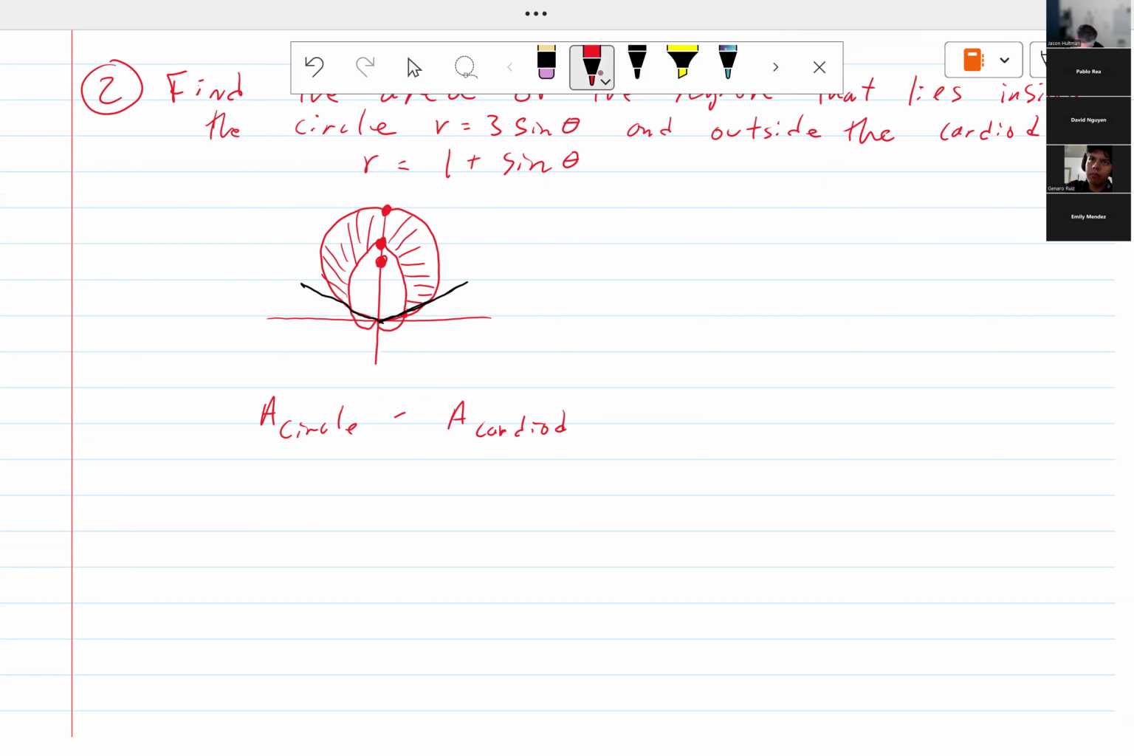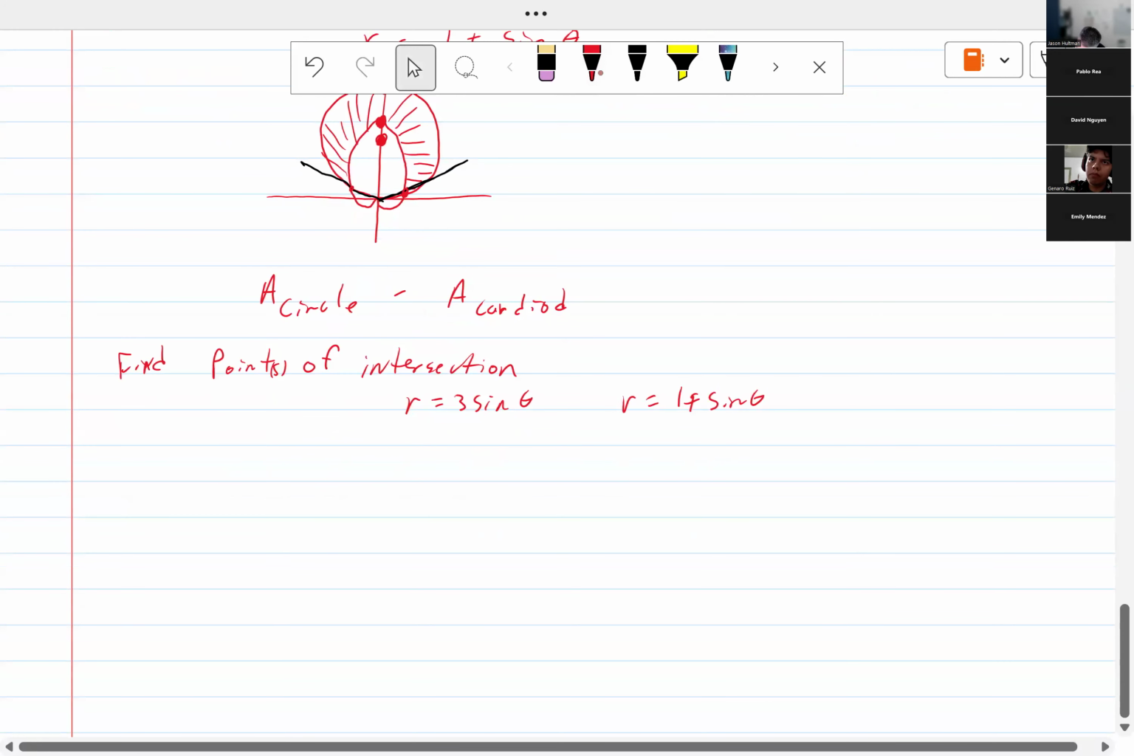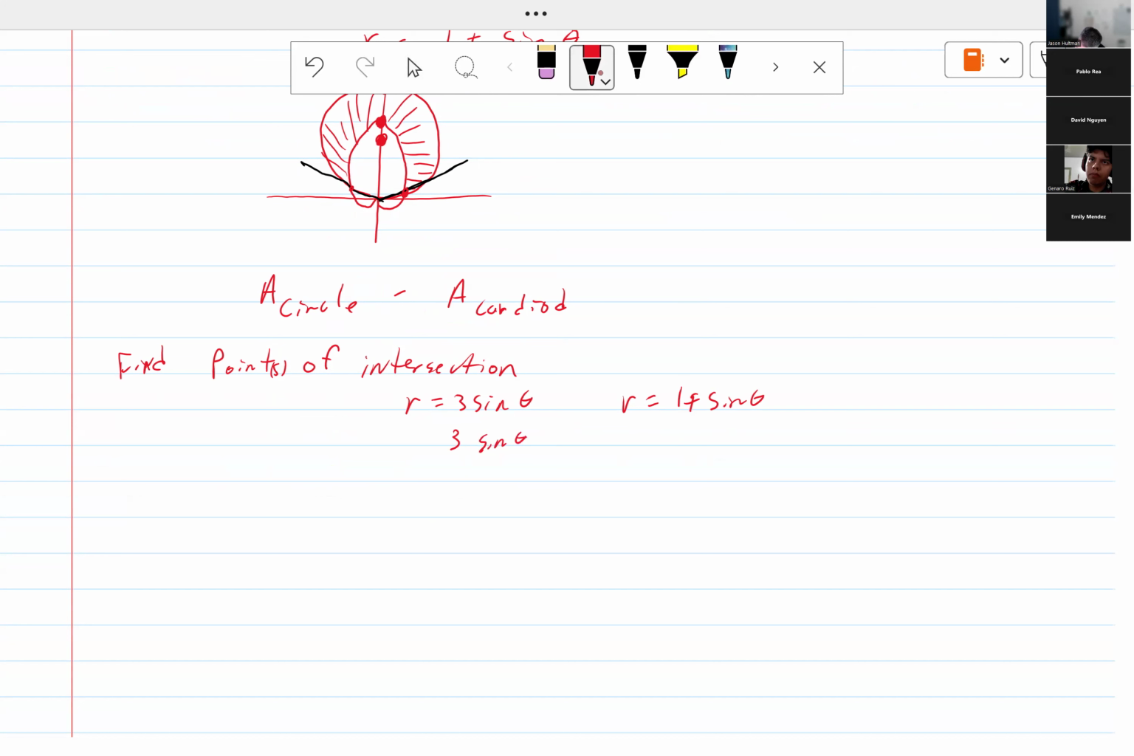Okay, so we want to find out where's the point of intersection here? Where do they meet? So let's set these equal to each other. Find points of intersection. We have r equals 3 sine theta and r equals 1 plus sine theta. So we want to know where the r's are equal to each other. Well, just set them equal: 3 sine theta equals 1 plus sine theta.